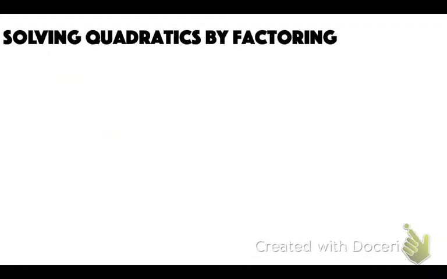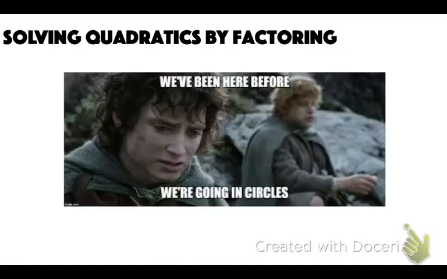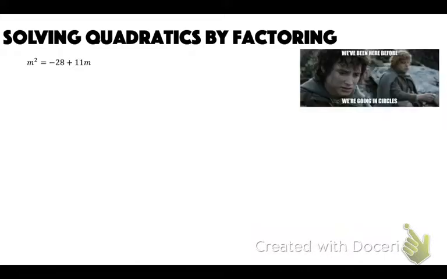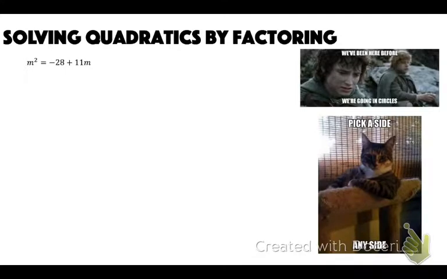Solving quadratics by factoring. So we've been here before. We're going in circles. We're factoring, okay? We're getting back to factoring. Pick a side, any side. I would pick a side to move everything where the squared term is positive. So I'm going to move this all to the left side. So I'm going to subtract the 11m, and I'm going to add the 28.